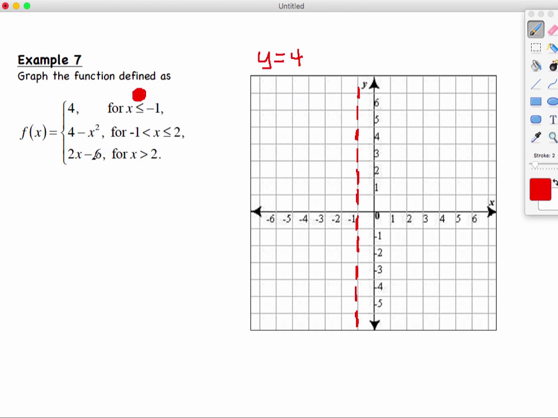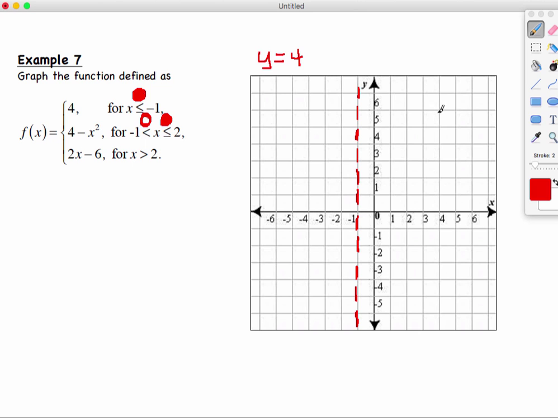Then the second function that we have is y equals 4 minus x squared. And that is going to be graphed between -1 and 2, including the endpoint of 2. So that's going to be a closed circle, but not including the endpoint of -1 because it doesn't have the equal sign underneath the symbol.